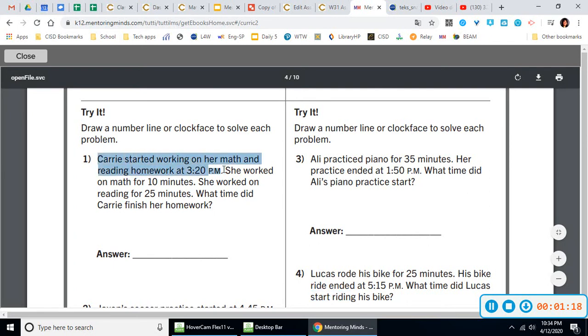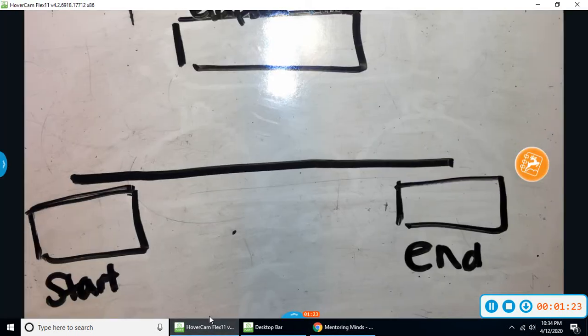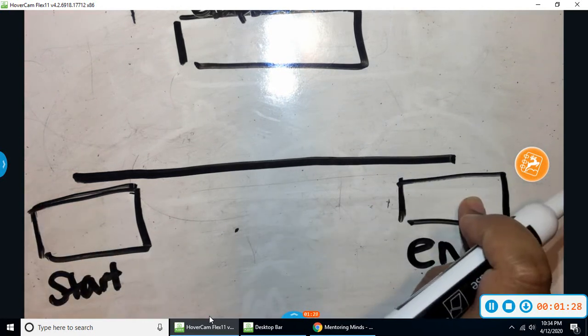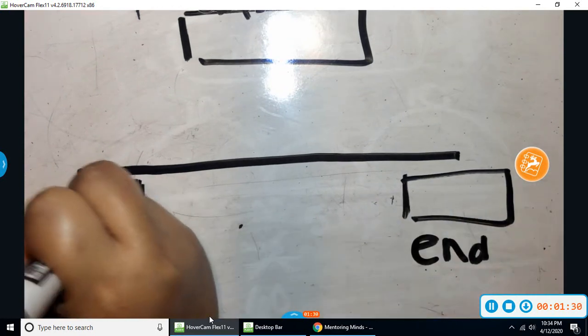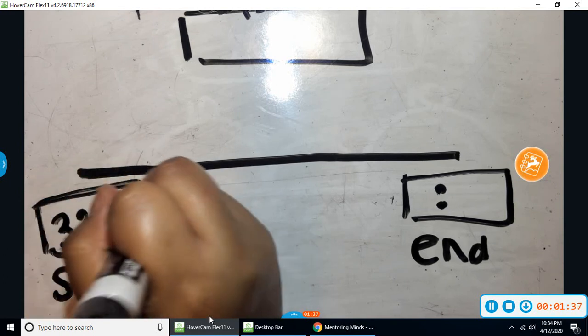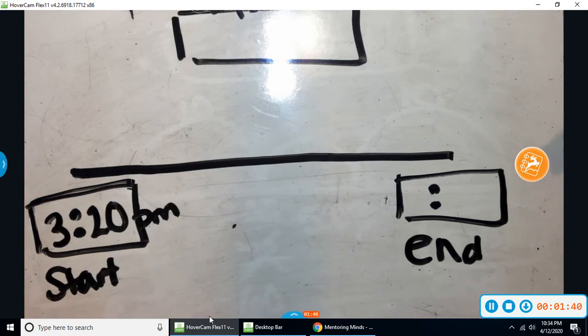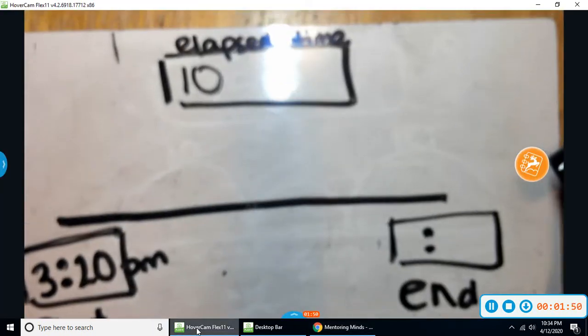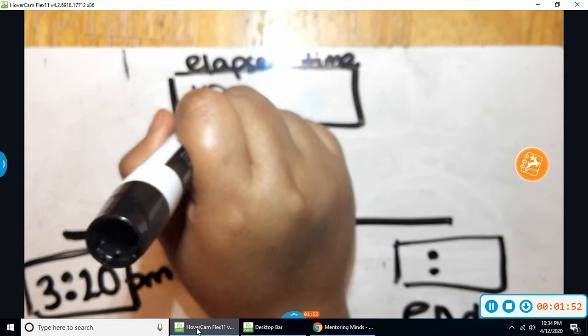So I'm going to reread it. This time I know that Carrie started at 3:20. So going back to my chart, 3:20. Remember that in your start and your end time, you're going to have actual times. So I'm going to go ahead and put those. I know 3:20 p.m. is my start time. She worked on math for 10 minutes, so I have 10 minutes. So I know I have 10 minutes for math.